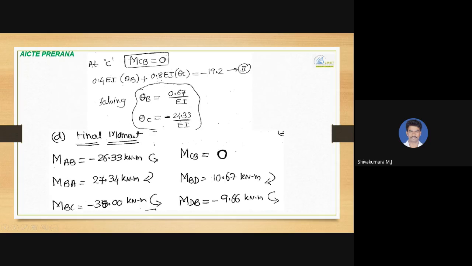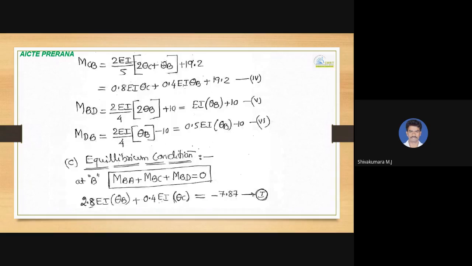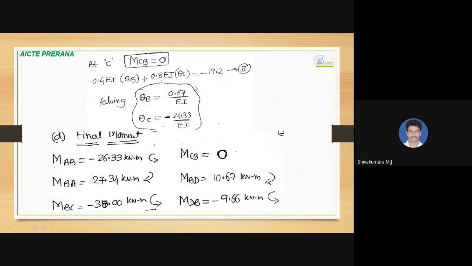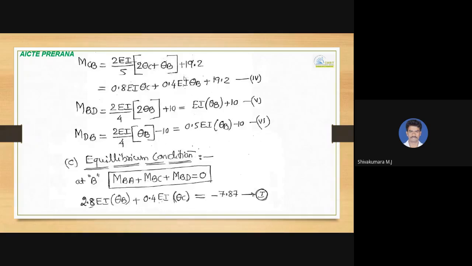And then at C, because it is a roller support, the moment at CB, the moment at that roller support, is 0. So we can write MCB equal to 0. The MCB equation we have here: MCB is 0.8 EI theta C plus 0.4 EI theta B plus 9.2. So this will become another equation where theta B and theta C are the unknowns. Solve these two equations, that is Roman number 2 and Roman number 1, which are written here.